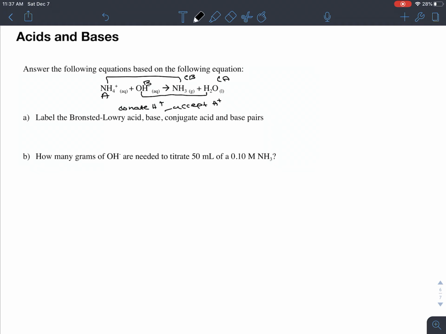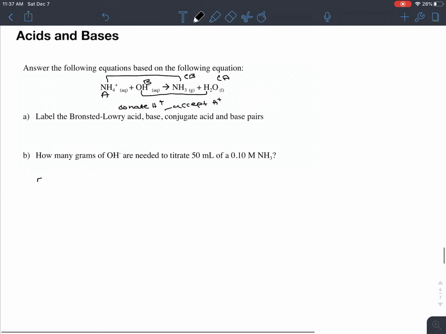So if I wanted to figure out exactly how much volume, I know the stoichiometric coefficient, and it's just like all the other questions we've done before. So I know I have 50 milliliters. I know molarity is mole over liter. And if I want grams of OH, I'm going from one compound to another, I must use mole ratio. So my first step is to go to moles.